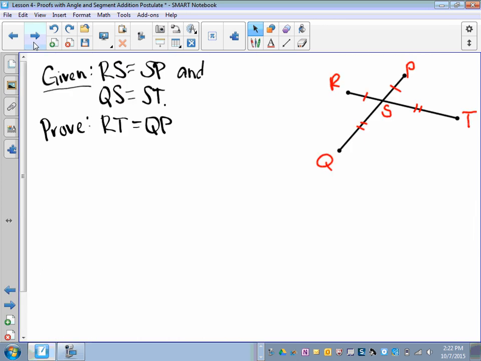All right, so let's take a look at our first problem. Go ahead and copy this down. It's a quick little drawing where we have segment RT and segment QP intersecting at point S. And we have that the measure of RS is equal to the measure of SP, and that the measure of QS is equal to the measure of SP. Yes, write this down.